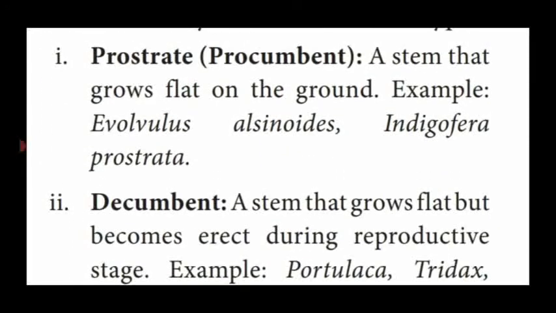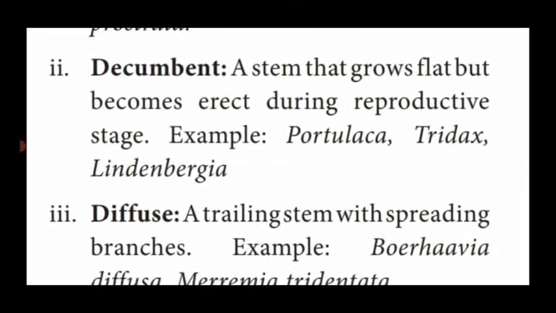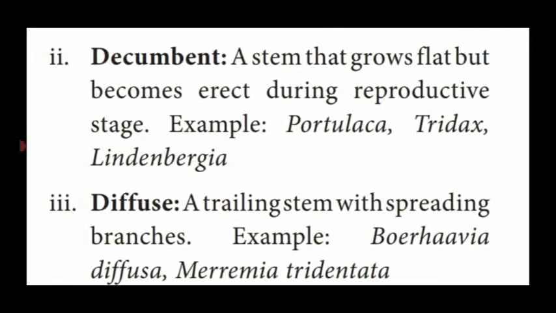So these trailers or stragglers are divided into three types. First one is the prostrate or procumbent. These stems grow flat on the ground level, that means they grow horizontally on the ground region. That is known as prostrate or procumbent. Example, Evolvulus alsinoides, Indigofera prostrata. Another one, decumbent. That means the stem grows flat on the ground, then suddenly it shows erect growing movement.